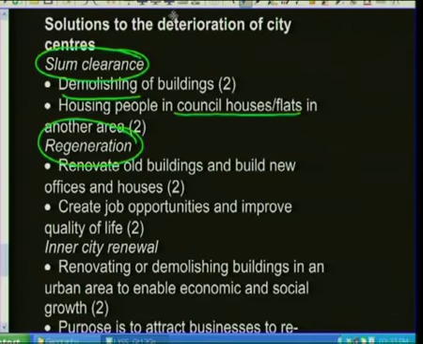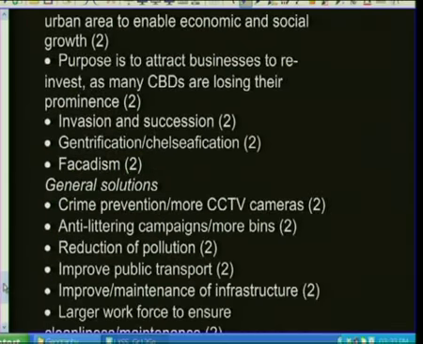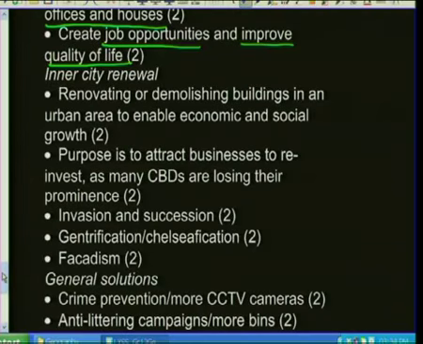Regeneration means to renovate the old buildings, bring them back up to the former high standard of their original condition, and also build new offices and houses in the area to attract people and investment. This will also create job opportunities and will improve people's general quality of life. Inner city renewal, renovating or demolishing the buildings, as we've said, enables economic and social growth.